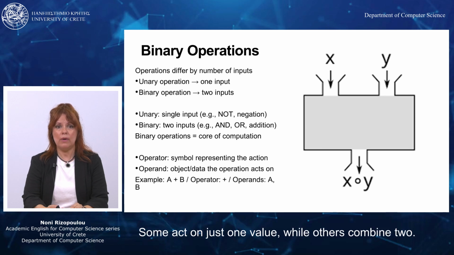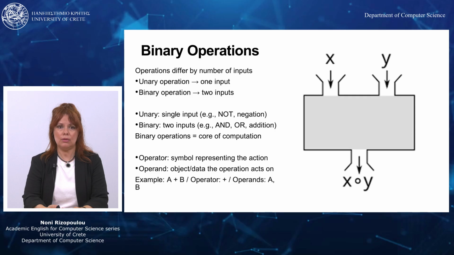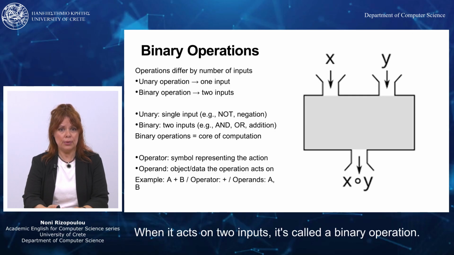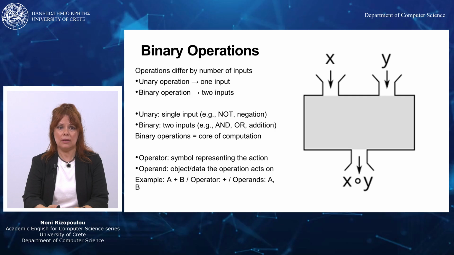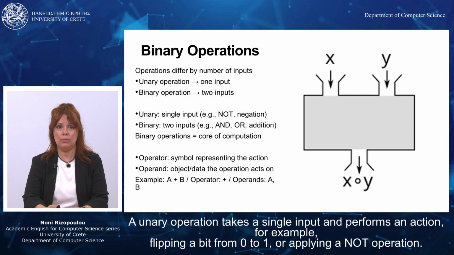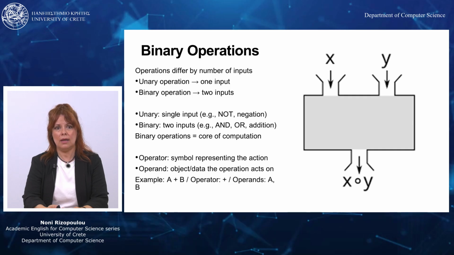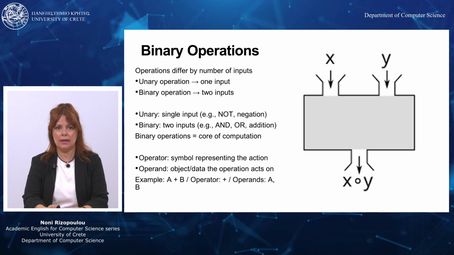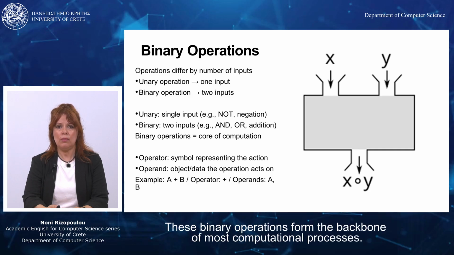In computing, not all operations work the same way. Some act on just one value, while others combine two. When one operation acts on only one input, it's called a unary operation. When it acts on two inputs, it's called a binary operation. A unary operation takes a single input and performs an action, for example, flipping a bit from 0 to 1 or applying a NOT operation. A binary operation, on the other hand, combines two bits or values, like AND, or addition in arithmetic. These binary operations form the backbone of most computational processes.